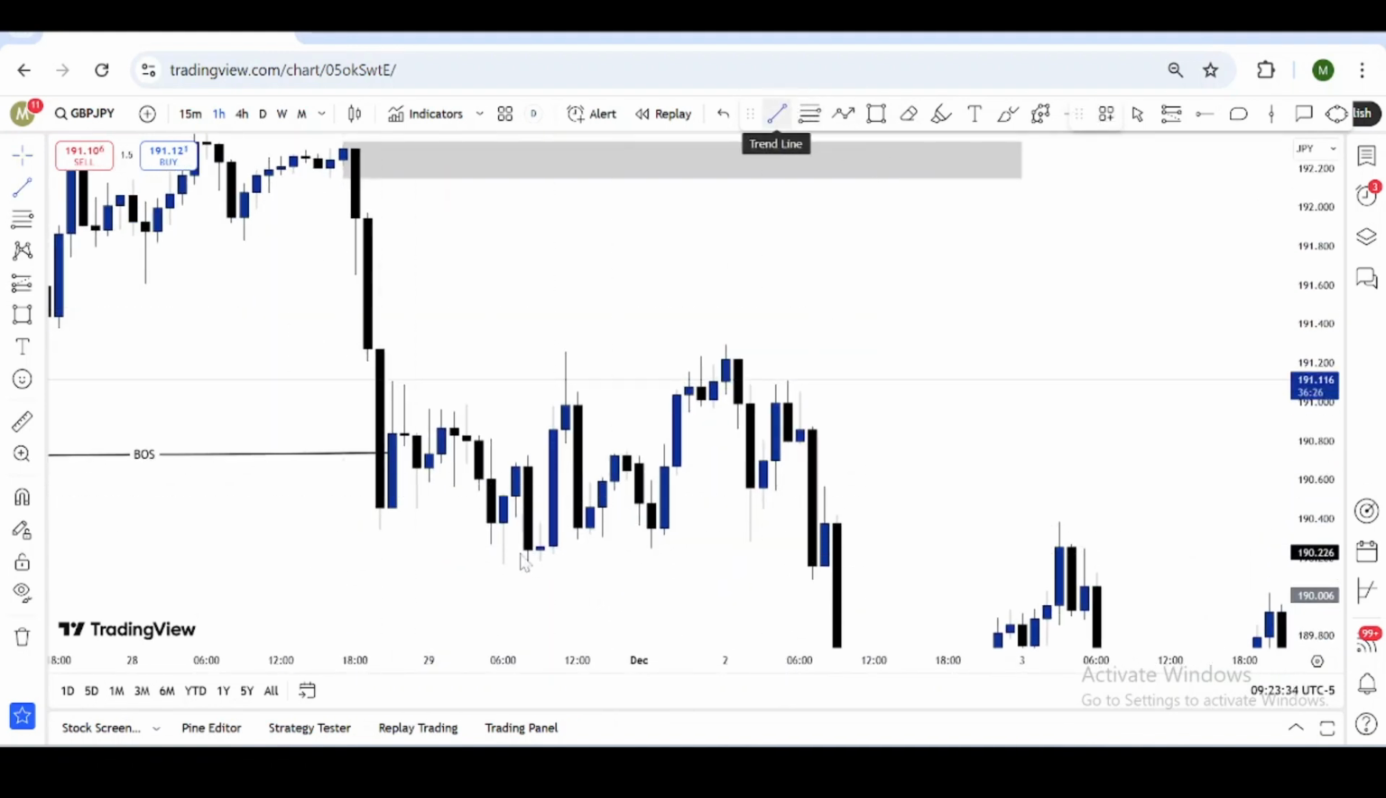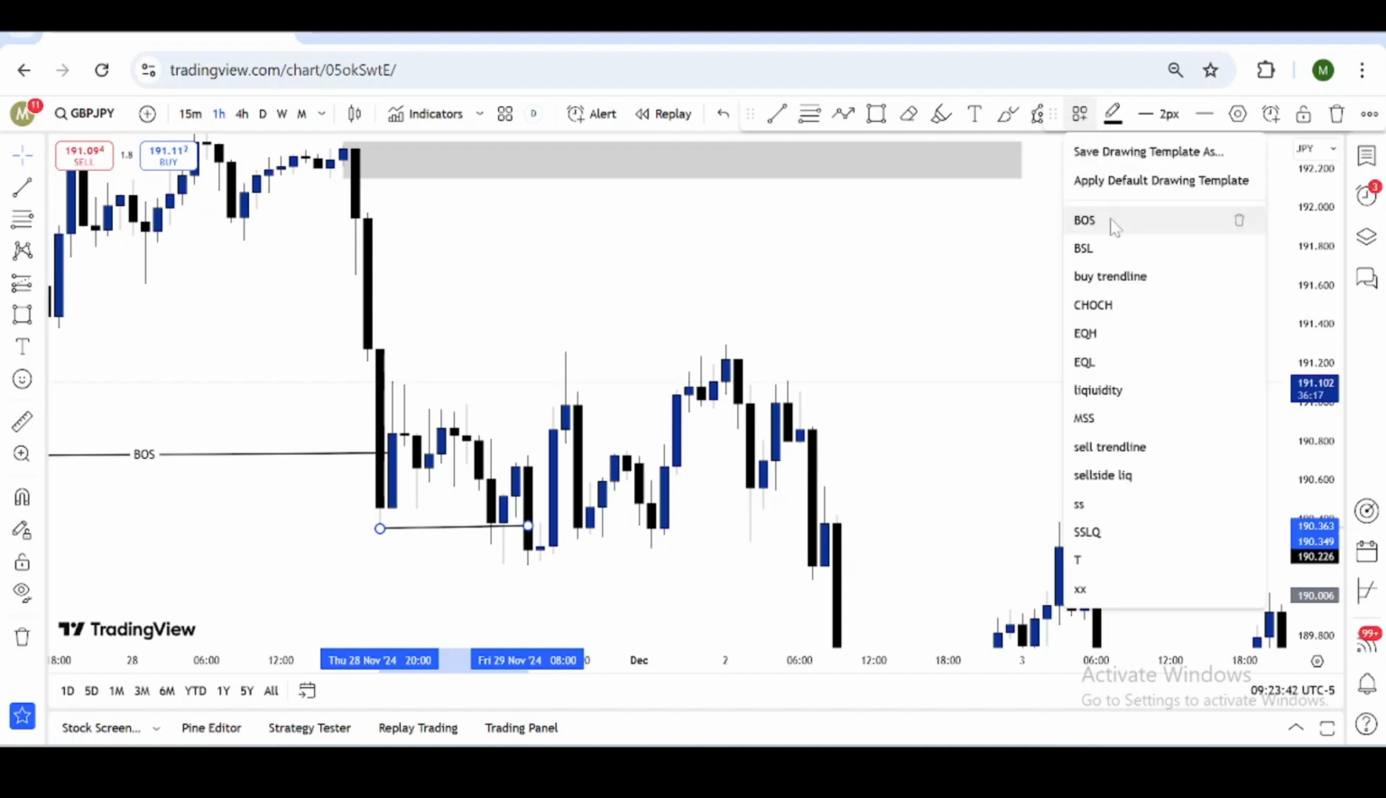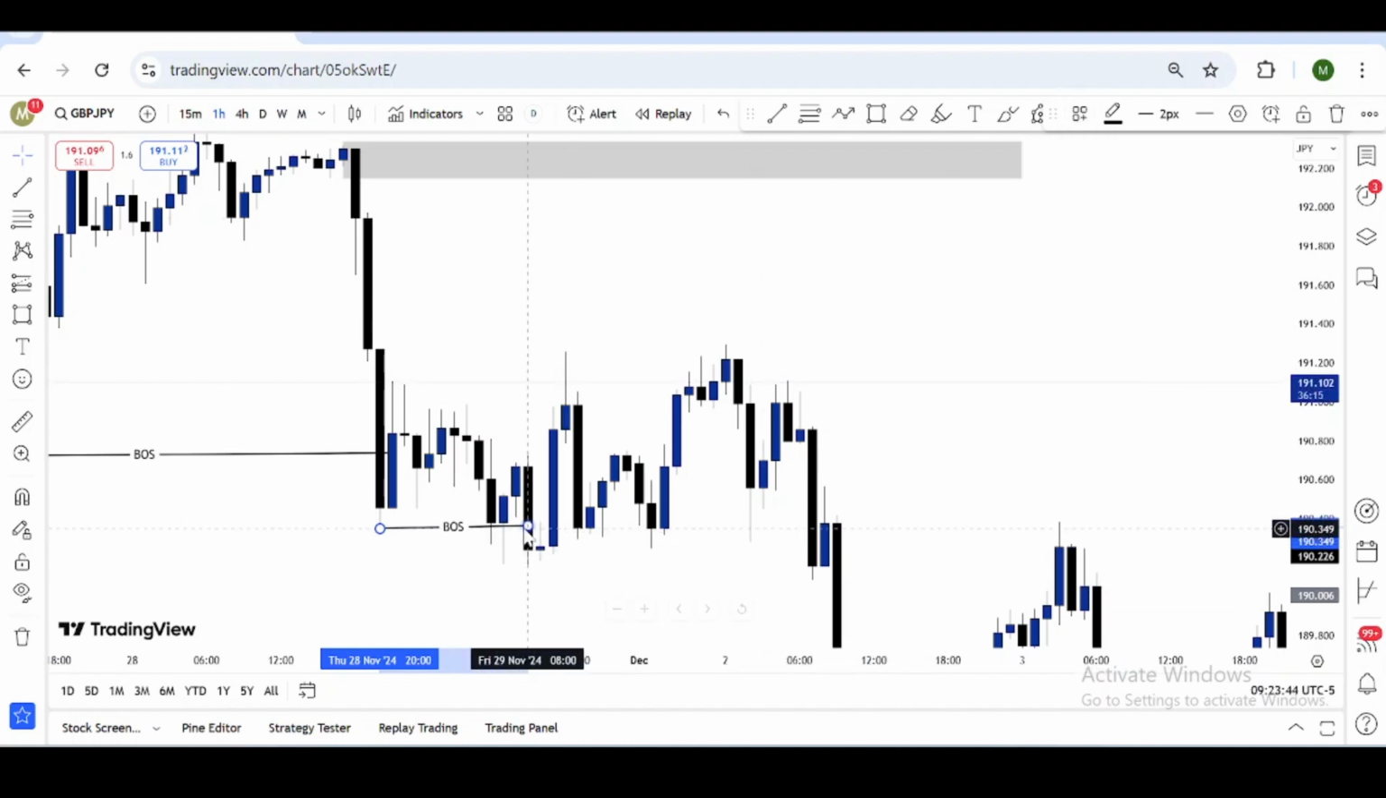Okay, so here we have this break of structure here, right? Let's map this out. We have a break of structure here. That's the first thing we will look out for to identify the right order block, since an order block must lead to a break of structure. So we have a break of structure at this point, right?